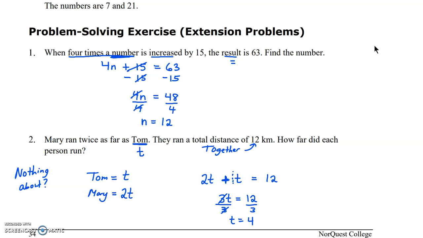T represents Tom. Tom ran 4 kilometers. How about Mary? Mary is 2t, so Mary is 2 times 4, which is 8 kilometers. And that totally makes sense. Mary ran double or twice as far. 8 is double of 4, and together 4 plus 8 is 12. So Tom ran 4 kilometers, Mary ran 8 kilometers.